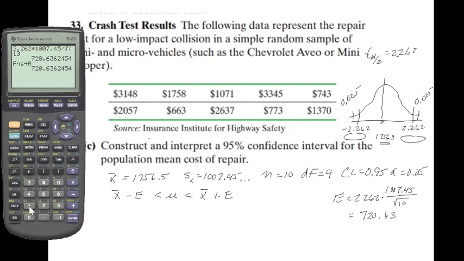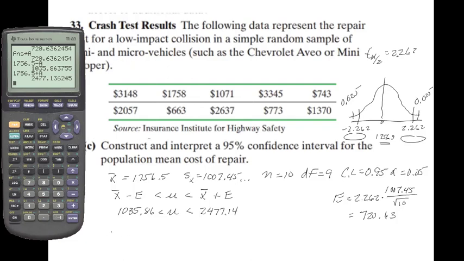All right, so I'm going to do that. 1756.5 minus alpha A, and that's going to give me 1035.86 is less than mu. Then I'm going to go second enter, bring this back up and change that to a plus so I don't have to type it over again, and it's less than 2477.14. So this is the range of values for the average cost of repair for a mini or micro vehicle.